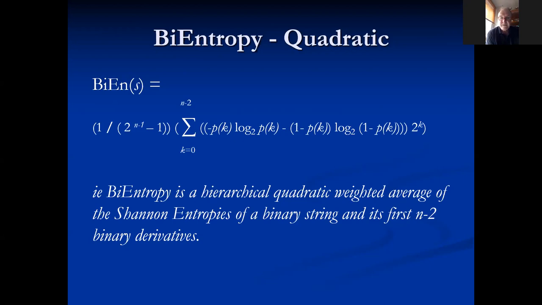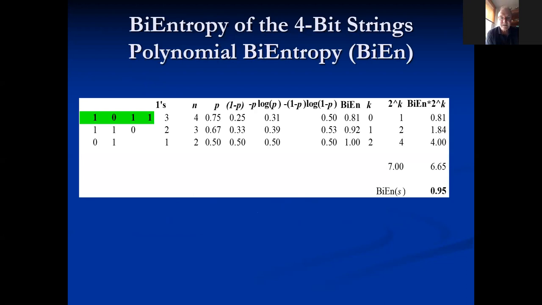So bi-entropy is a hierarchical quadratic weighted average of the Shannon entropies of a binary string and its first n minus 2 binary derivatives. And I believe I've managed to spell hierarchical correctly this year. Okay, so next slide, please.